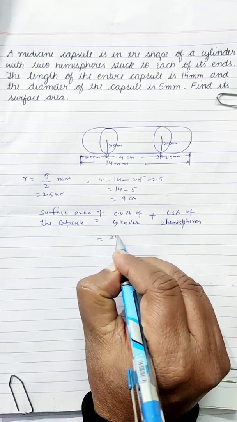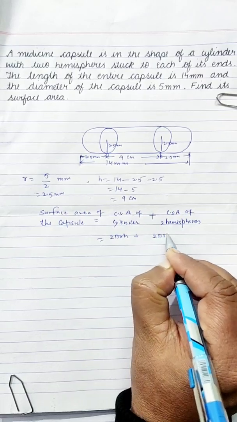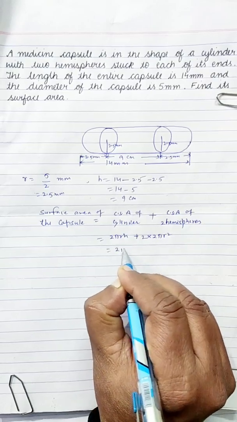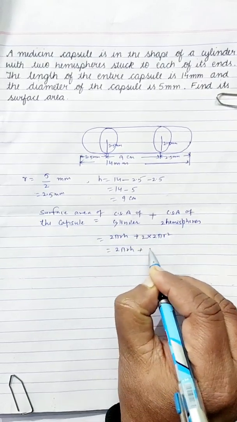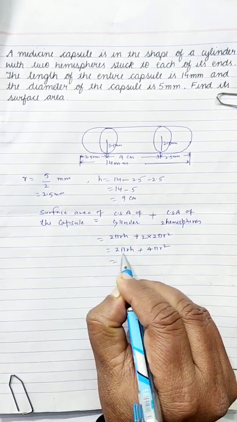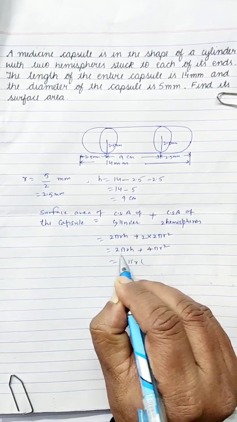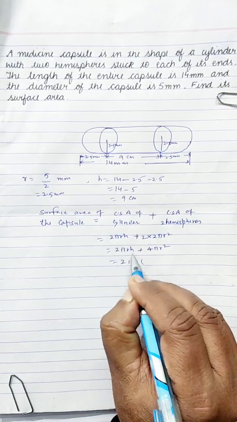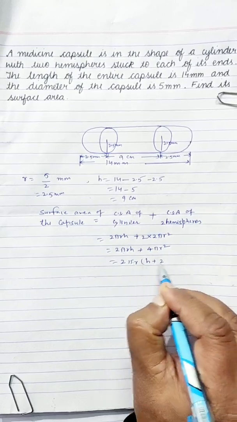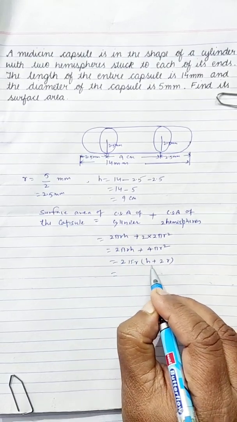CSA ऑफ सिलेंडर इज 2 pi RH. CSA of one hemisphere is 2 pi R square. There are two hemispheres, so multiply by 2. 2 pi RH, 2 into 2, 4 pi R square. From 2 and 4, 2 is common, pi and pi is common, R and R square, R is common. From the first term 2 pi R is common, so H is left. 2 to the 4, pi is common, from R square R is common, R is left. So we have 2 pi R in bracket h plus 2r.